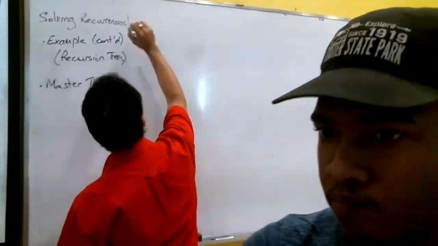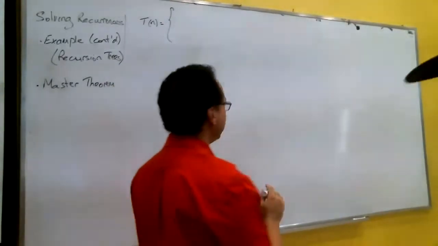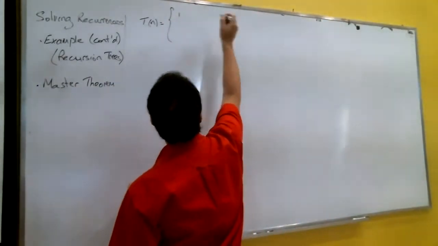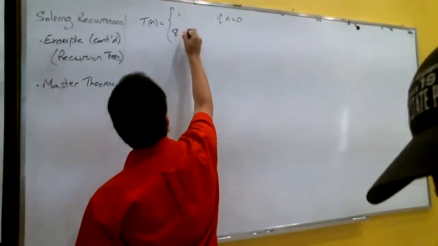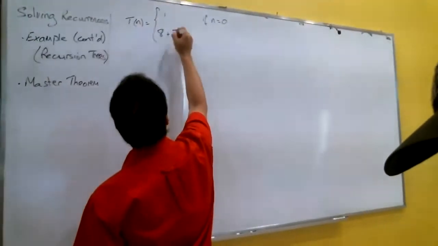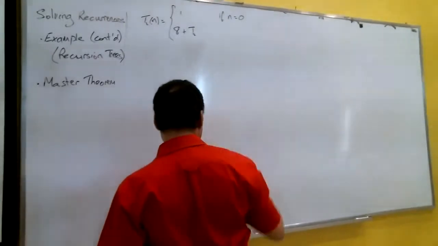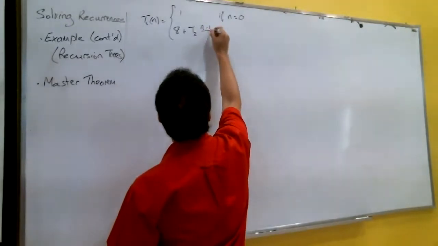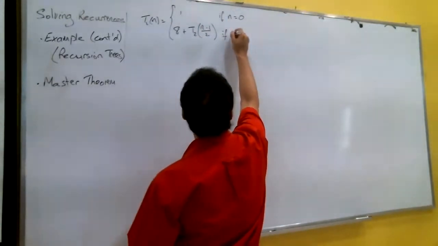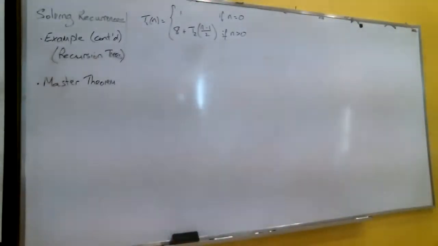So yesterday we had, after the simplification of the three cases, 1 if n equals 0. And then 8 plus T2 of n minus 1 over 2, yes? You'll have continuity in your notes. Good. So then we said, okay, we need to construct this recursion tree.